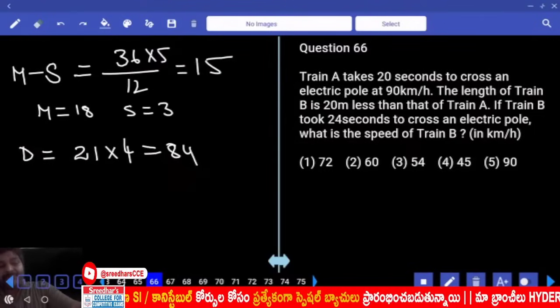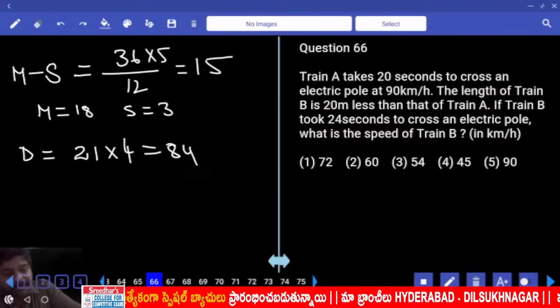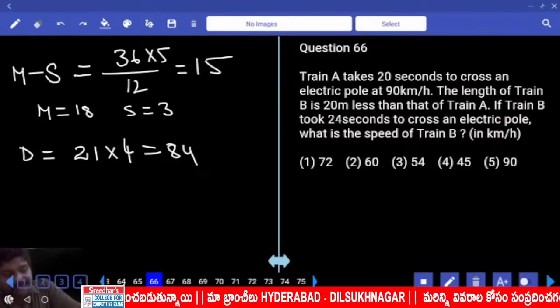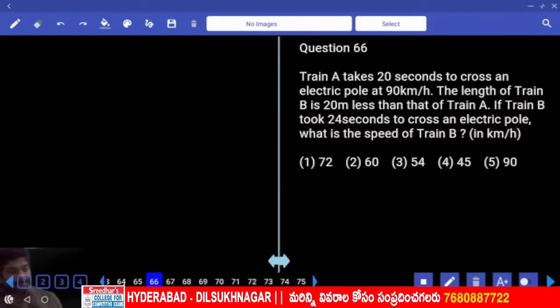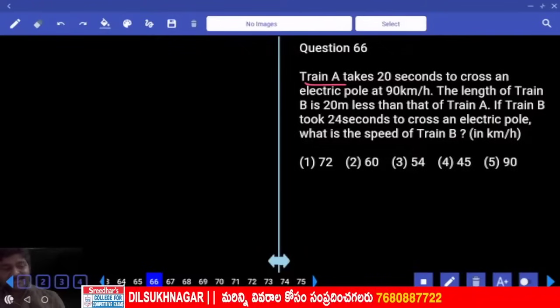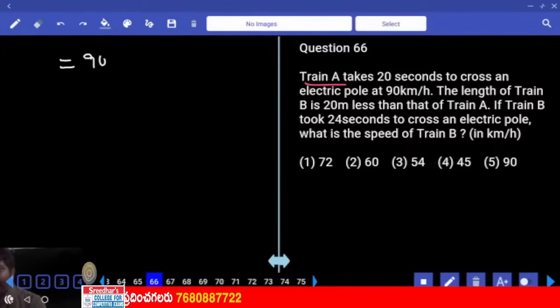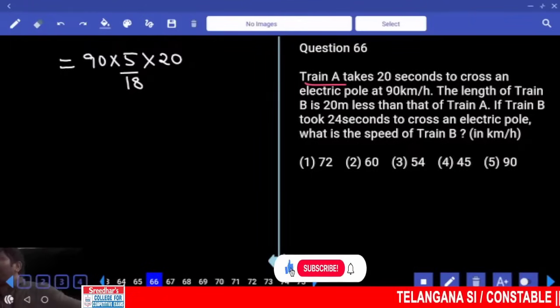Train A takes 20 seconds to cross an electric pole at 90 km per hour. The length of train B is 20 meters less than train A. If train B took 24 seconds to cross an electric pole, what is the speed of B? Okay. Now, if a train crosses an electric pole, distance covered is train length only. Train length A is equal to distance covered in that case, which is speed into time. Speed 90 kilometer per hour converted to meter per second, into time, which is 20.